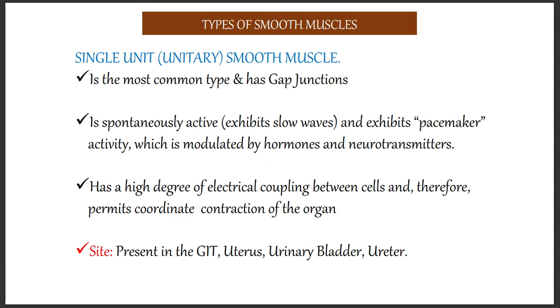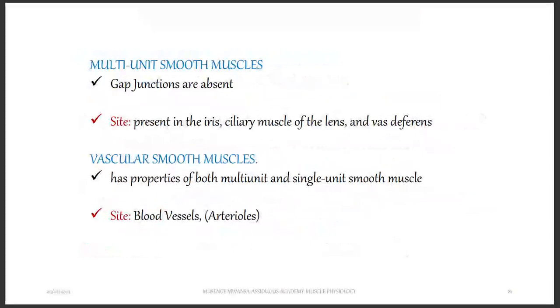Where are these going to be found? They're going to be present in the GIT, so that when there's contraction at one point, there's going to be contraction at another point. Also in the urinary bladder, uterus, also ureter. Multi-unit smooth muscles do not have gap junctions. They are present in the eye, the iris, ciliary muscle of the lens, and also the vas deferens. You also have vascular smooth muscles. From the word vascular, they are found in blood vessels, the arterioles.